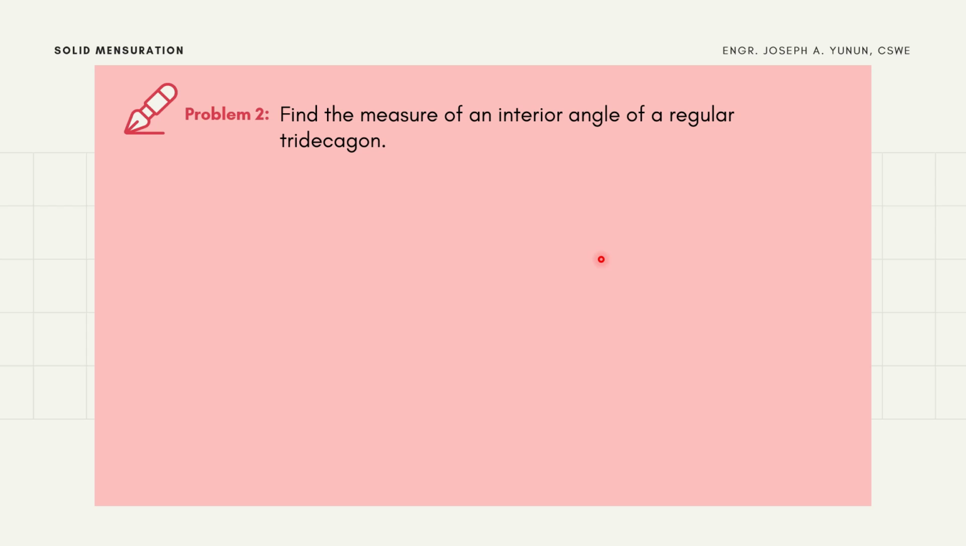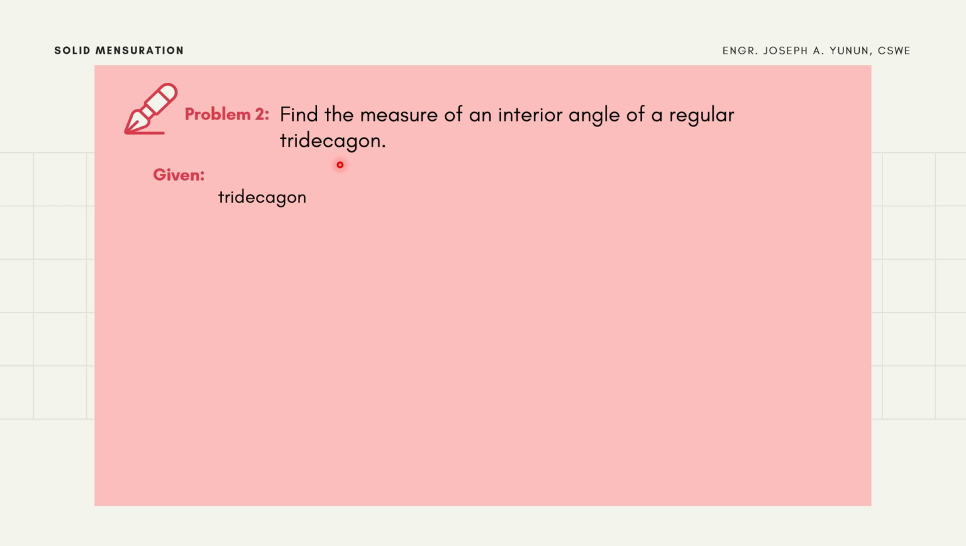Let's have problem number 2. Find the measure of an interior angle of a regular tridecagon. First things first, when solving worded problems like this one, you need to understand what are the given. If you didn't understand the given or the possible unknown, kindly read the problem twice or even thrice. For this particular problem, find the measure of an interior angle of a regular tridecagon.